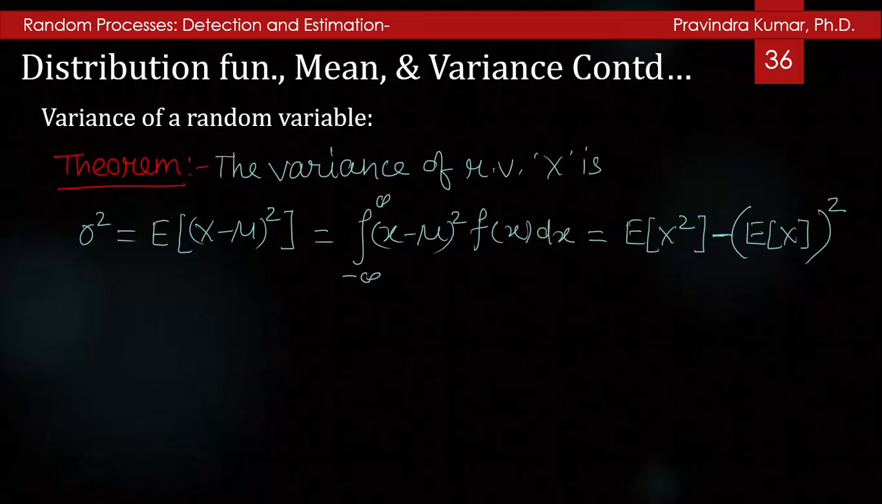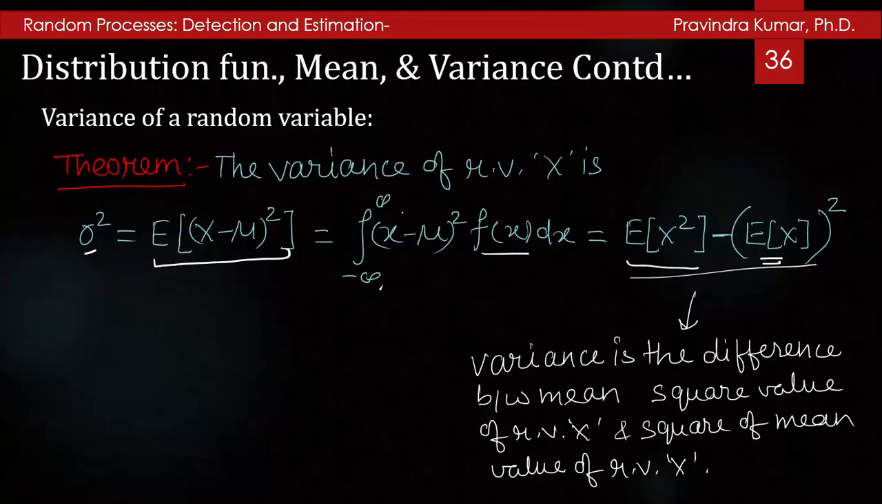There is one theorem related to the variance. Variance, the second central moment, is the expected value of (x minus mu) whole square. It is the integration from minus infinity to infinity of (x minus mu) whole square and the PDF, and it is equal to the mean square value minus the whole square of the expected value of x. This means the variance is the difference between the mean square value of the random variable x and the square of the mean value of the random variable x.